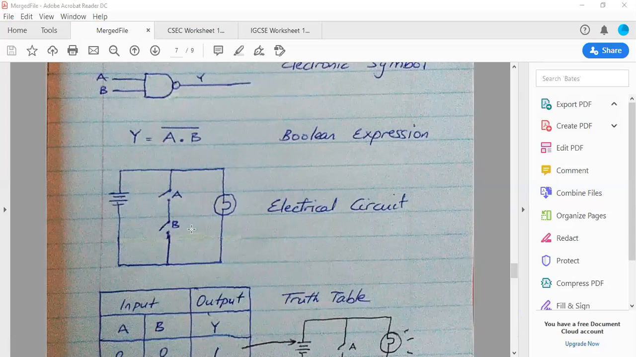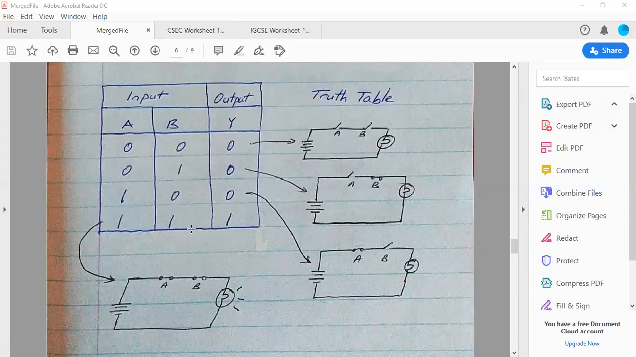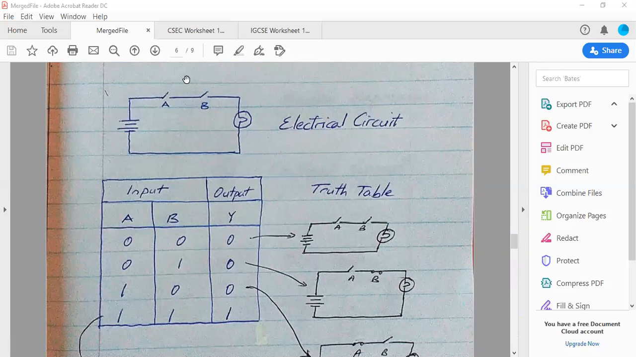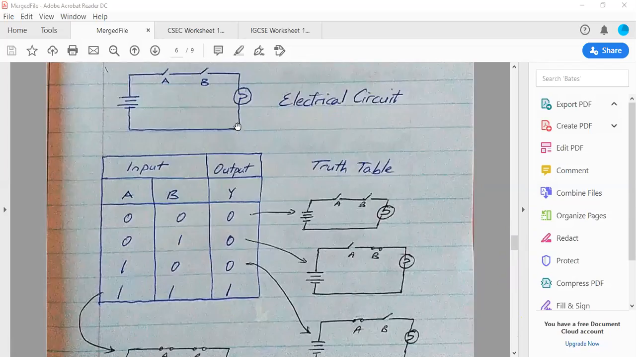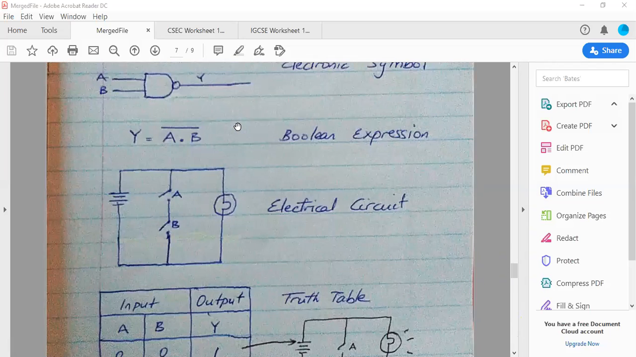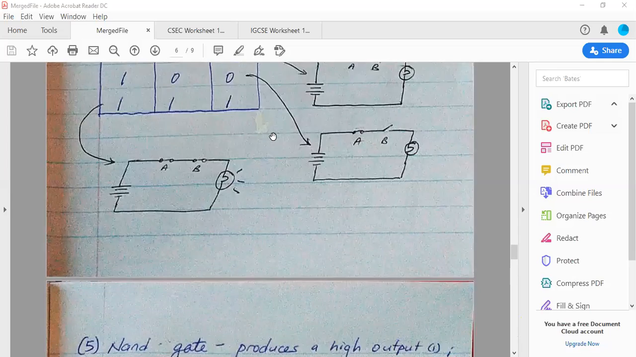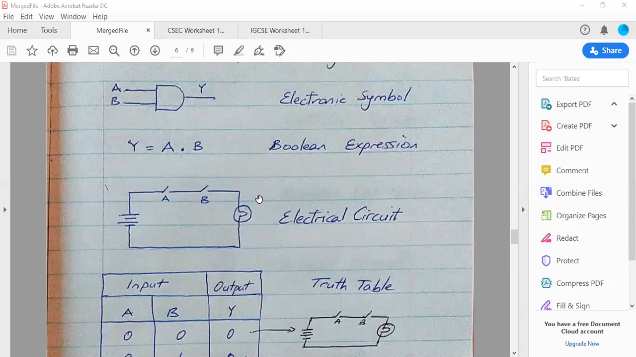These two switches were in series in the AND gate, but because now it is a NAND gate, they are still in series, however, they are placed in parallel to the bulb now. Both of them were in series with the bulb in the AND gate, as here.